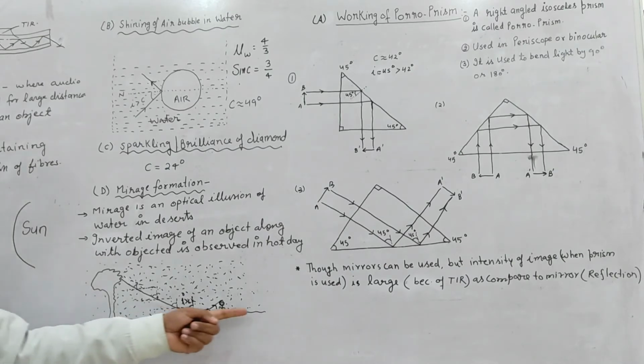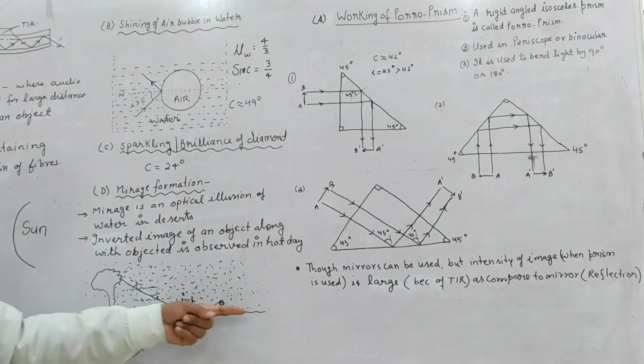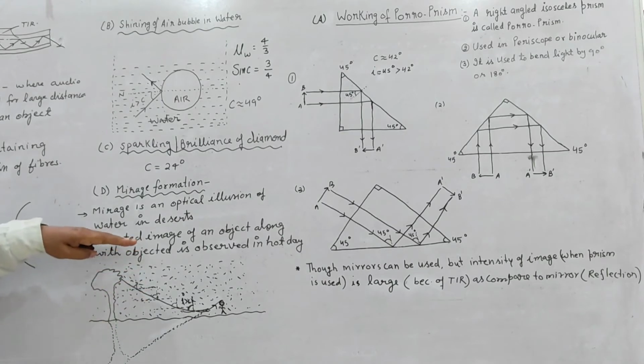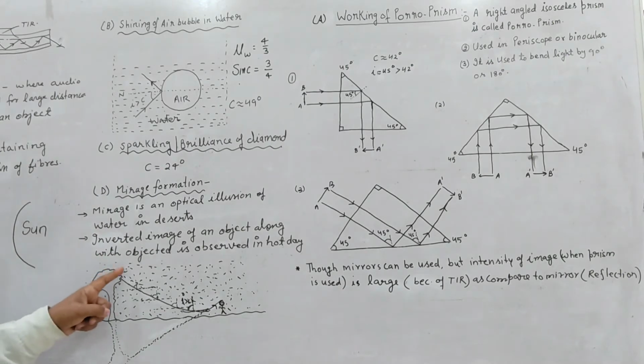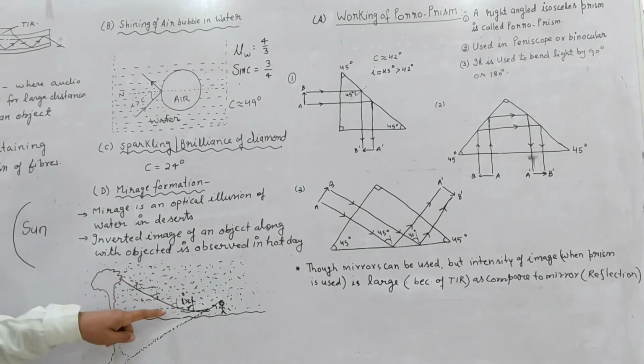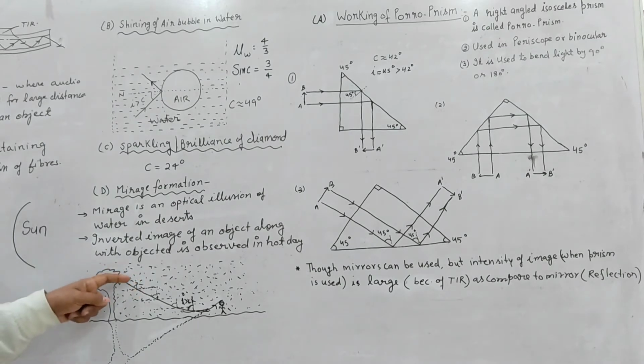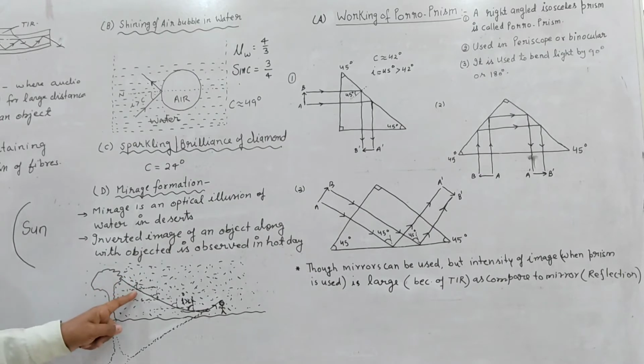Because, as you know, suppose this is the ground. On a hot day, the ground is very hot, so air near the ground is very hot. Hence it becomes less dense. As we go above the ground, temperature is lower, hence air is denser. So you can say that the refractive index of upper air is larger than the refractive index of lower atmosphere. So when light goes from upper atmosphere to lower atmosphere, it is going from denser to rarer medium, so it bends away from the normal.